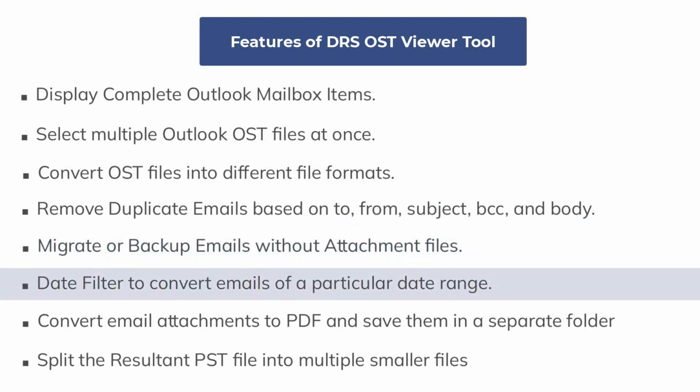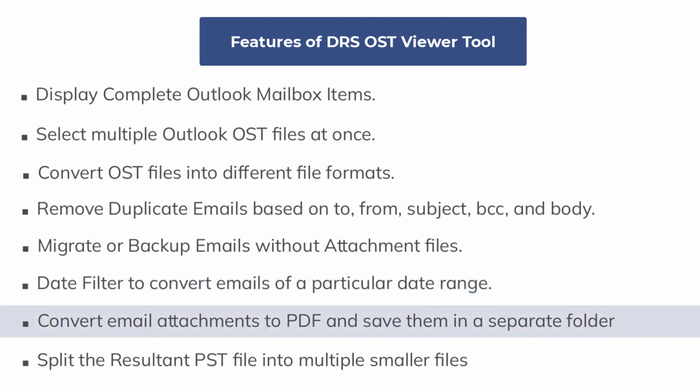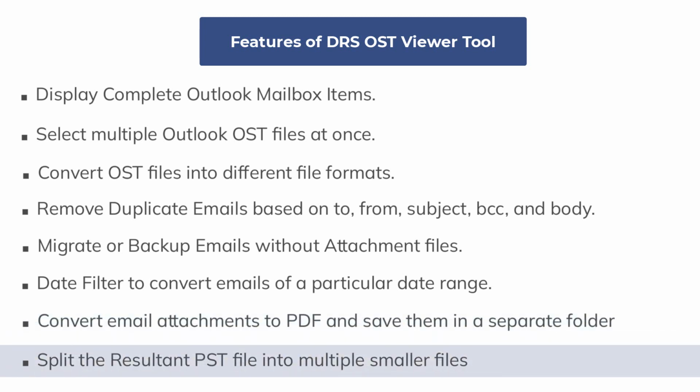The application has the date filter option to convert emails of a particular date range. It also enables you to convert attachments to PDF format and save them in a separate folder. The split resultant PST file option enables you to break the output PST file into multiple smaller files.